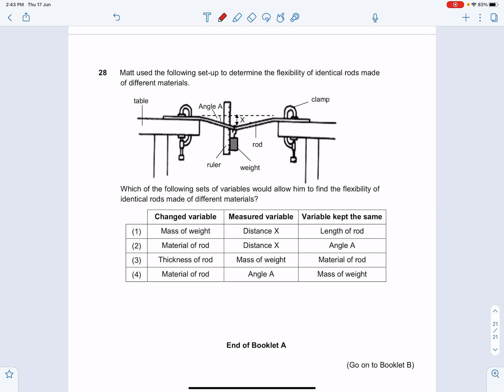28. Matt used the following setup to determine the flexibility of identical rods made of different materials. Which of the following sets of variables will allow him to find the flexibility of identical rods made of different materials? All in all, remember this. When you are conducting an experiment, you basically only have one changed variable. In this case, he has made it very clear he wants to use different materials. So right off the top, the rod needs to be changed. Other than that, everything else needs to be the same.